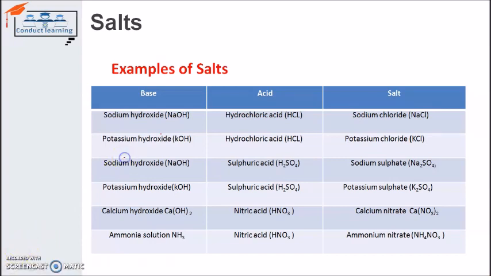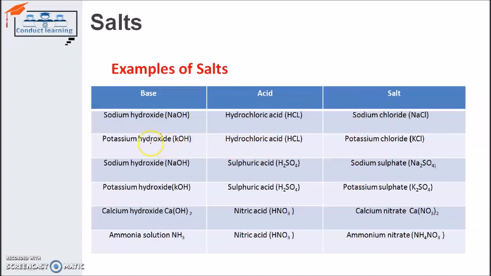In this table, if you look at this, we first take sodium hydroxide in the first row, and after that we take sodium hydroxide in the third row. The only thing that changes is the acid. So they form two different salts. When sodium hydroxide reacts with hydrochloric acid, it gives us sodium chloride, which is a common salt. And the same base when reacting with sulfuric acid gives us sodium sulfate. So both salts are different.